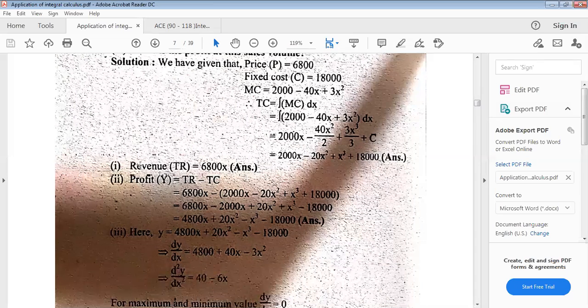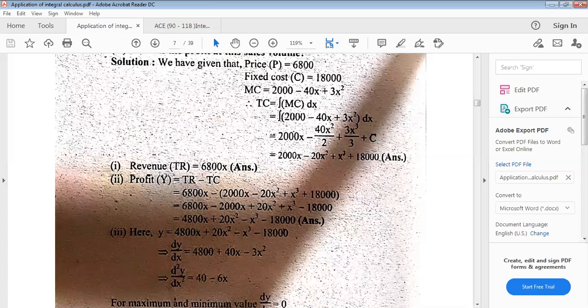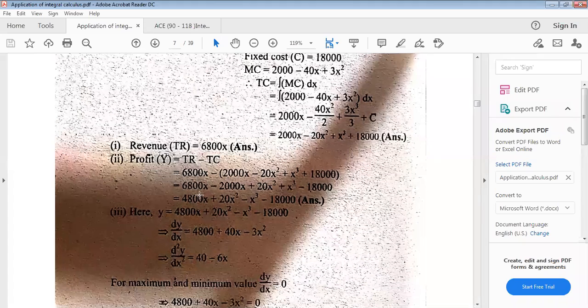So the constant equals 18,000. Now the total revenue. Revenue means price multiplied by number of units, right? Price multiplied by number of units. This is the result. Now secondly, profit y will be total revenue minus total cost. Understand? Total revenue is this, total cost is this. Just subtracting, we get the profit function. This is the profit function.